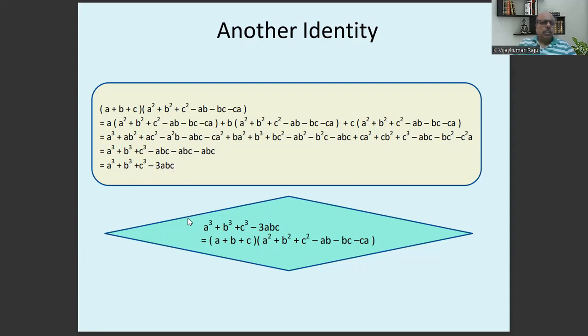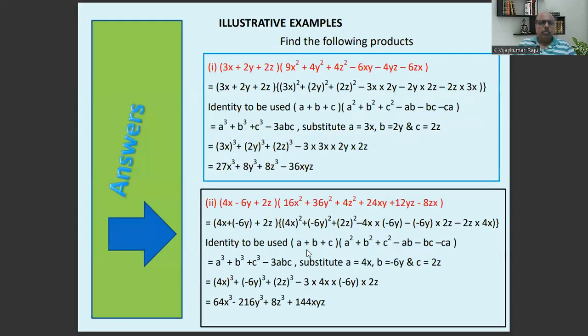So that means A raised to 3 plus B raised to 3 plus C raised to 3 minus 3ABC is equal to A plus B plus C, first bracket, second bracket, A square plus B square plus C square minus AB minus BC minus CA. So this is a special identity. Now let us take an example on this type.